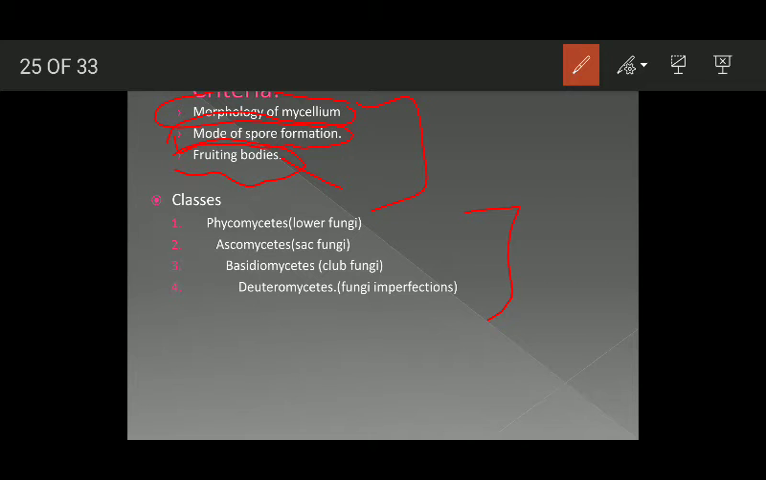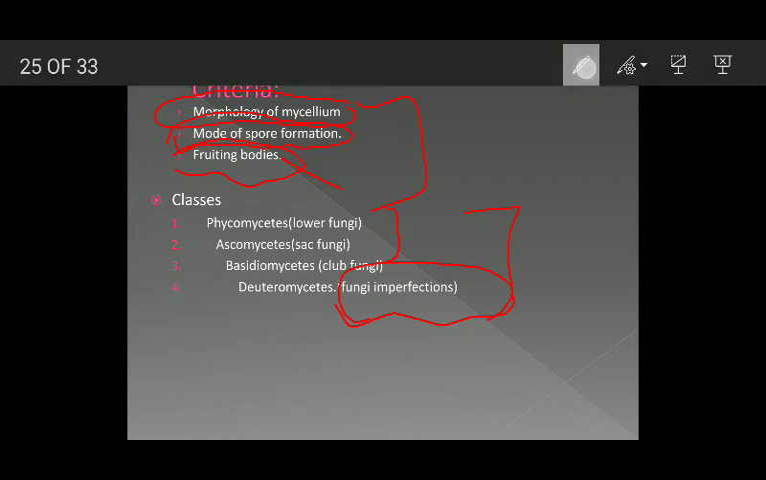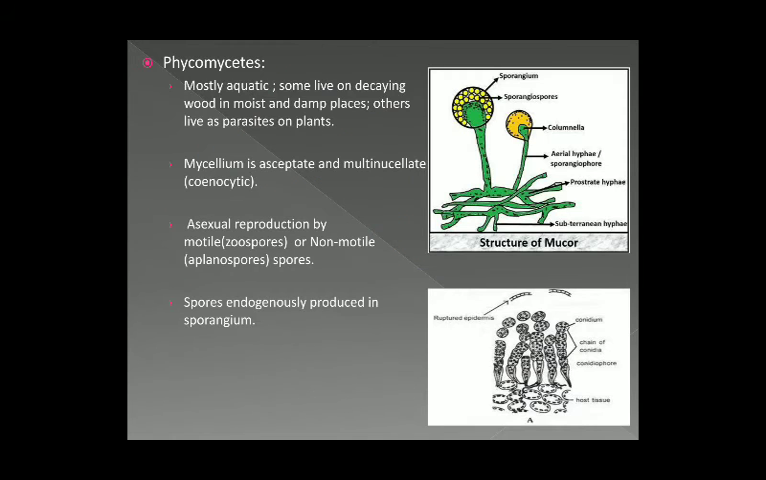The first one is Phycomycetes, which are also known as algal fungi. Then Ascomycetes, also known as sac fungi. Basidiomycetes, also known as club fungi. And finally, Deuteromycetes, which are also known by the name Fungi imperfecti. So today we'll be talking about the first two, Phycomycetes and Ascomycetes. Let's move on first with the Phycomycetes.